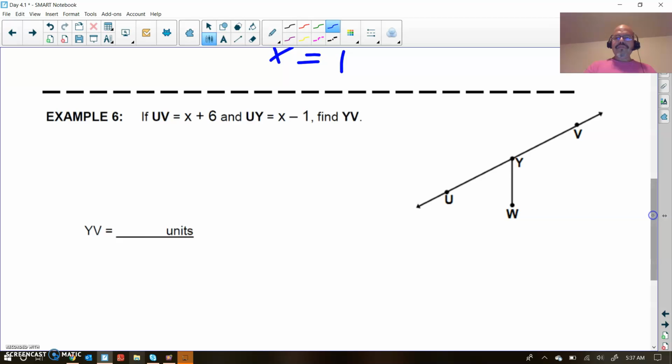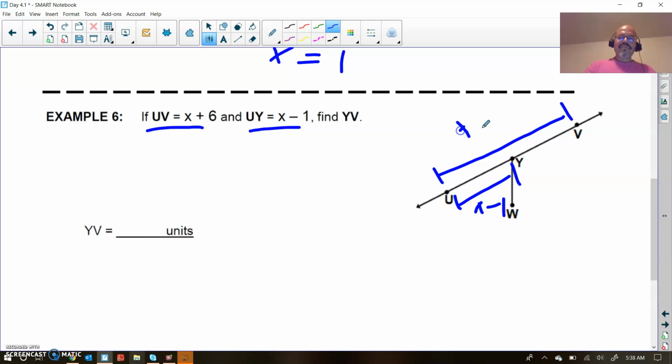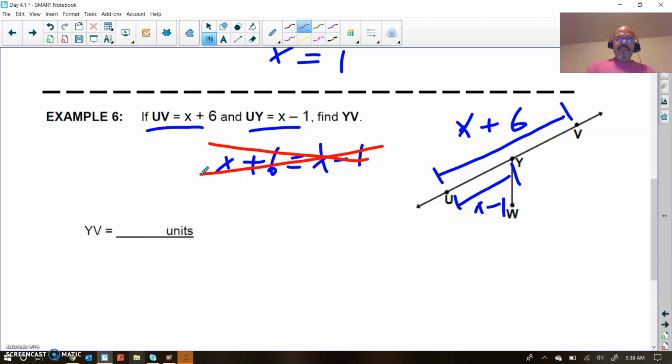Now in this one, we're told UV, which is the entire segment, and then we're given this little bit of segment from UY. So that's x minus 1, and then this is x plus 6. One thing we do not want to do is set x plus 6 equal to x minus 1. That's going to be incorrect. So right here, we know that this segment and this segment are congruent. So this is x minus 1 here.